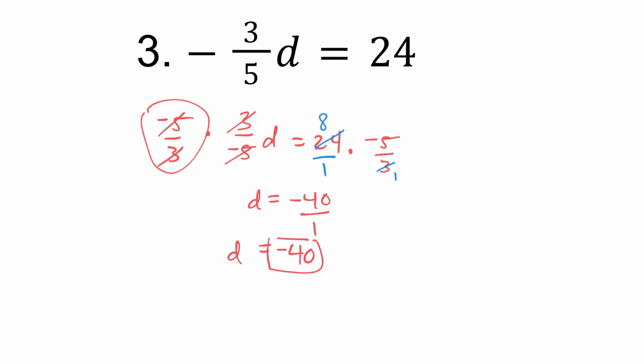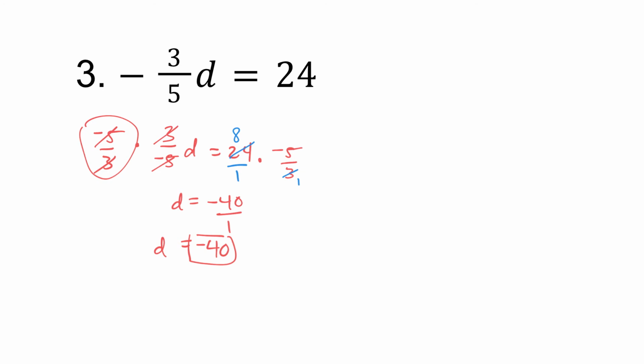And, I mean, I didn't check my answer in the other question, but you can check your answer here too. You can check it by taking negative 3/5 times d, but d is negative 40. So I multiply this by negative 40, and that should be 24.